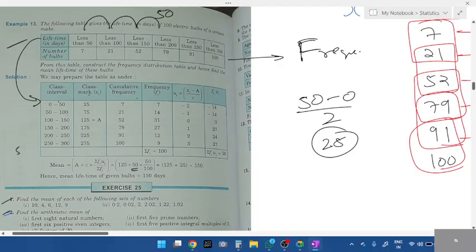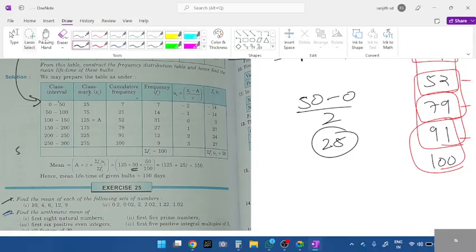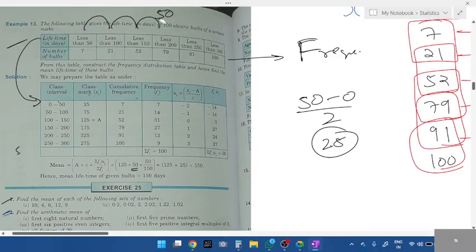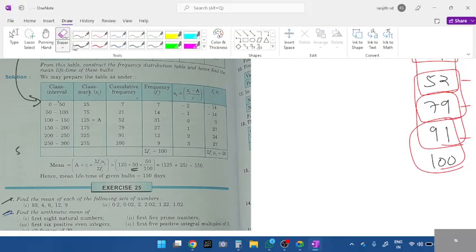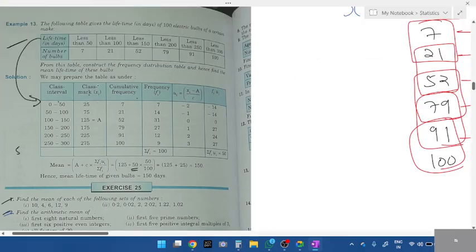Even if you're not practicing all the questions, make sure at least this one question, students. This one question has all the concepts. 13th question, it has all the concepts. Next, that question is done. Class marks is done. Whatever they've given, this is what I told you.